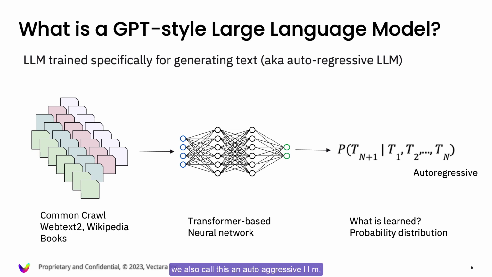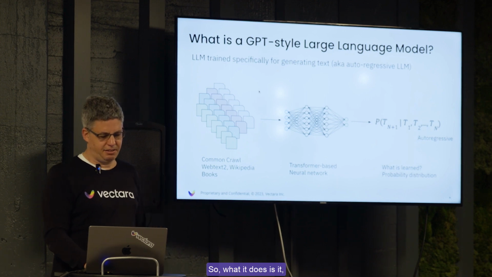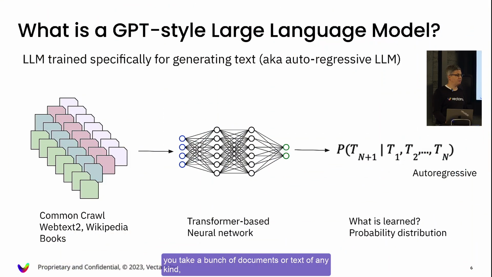We also call this an autoregressive LLM. Autoregressive because it generates stuff one step at a time. So what it does is you take a bunch of documents or text of any kind. Usually people train these models on Common Crawl or Wikipedia or anything like that. And then you use this transformer-based neural network, which I'll explain what it is. You train this on all this text.